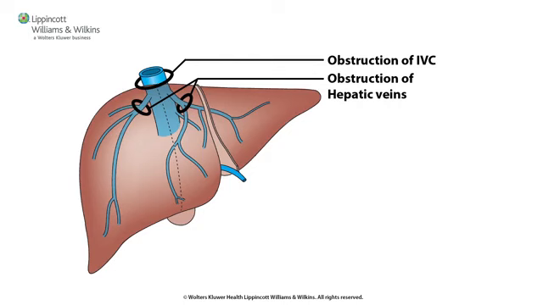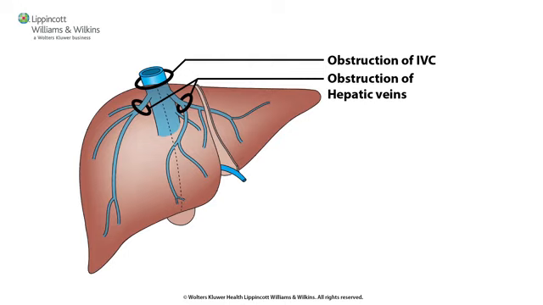If this goes on long enough, you end up getting cirrhosis. And since this is often due to heart failure, we call it cardiac cirrhosis. Now, another cause of hepatic congestion is a disease known as Budd-Chiari syndrome. This is occlusion, usually due to thrombosis, of either the inferior vena cava or the hepatic outflow vein.